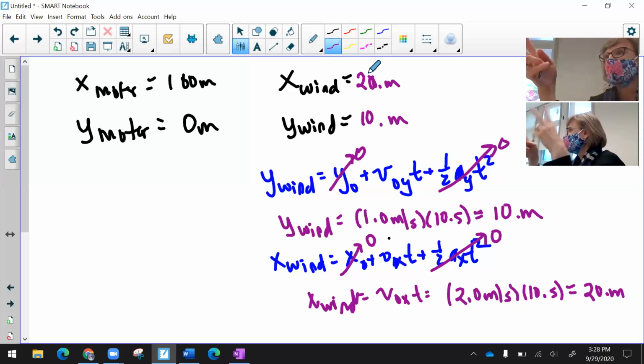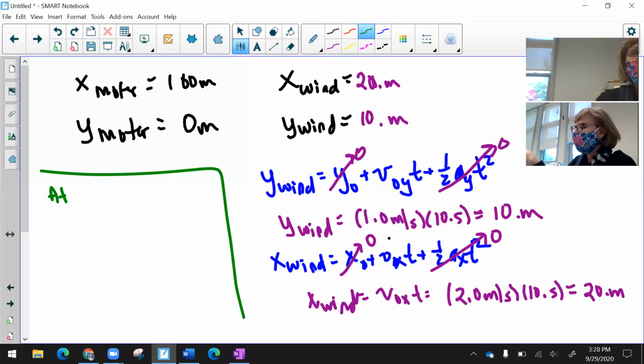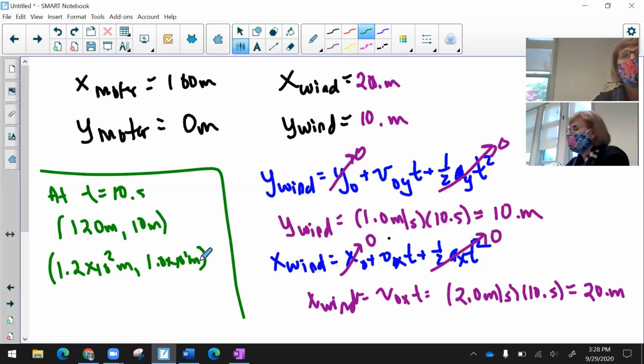So I add together my x's, I add together my y's, and I can say that at t equals 10 seconds, I'm going to be at 120 meters in x, 10 meters in y. I might write that as 1.2 times 10 to the 2 meters and 1.0 times 10 to the 1 meters. Getting a little picky, but just to keep our sig figs right, okay?